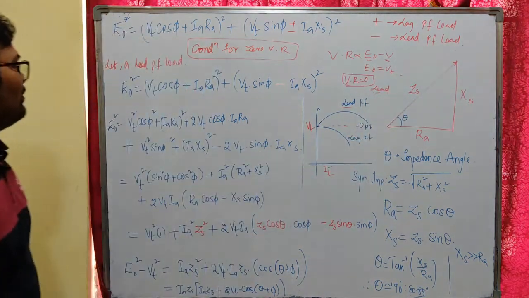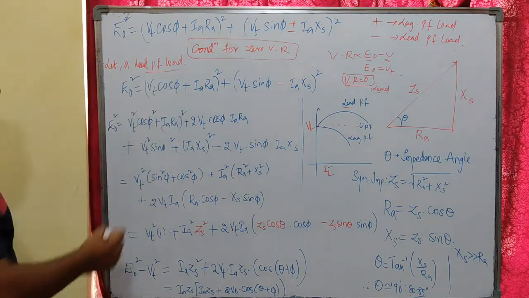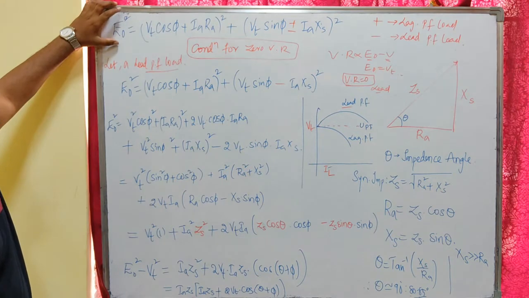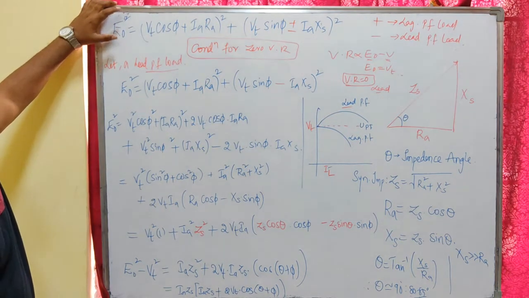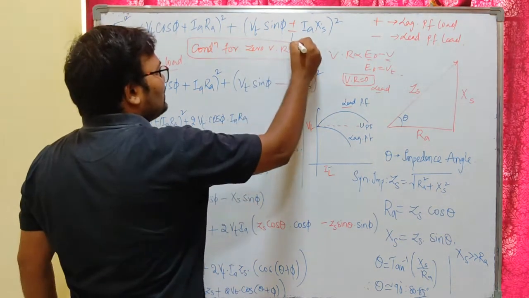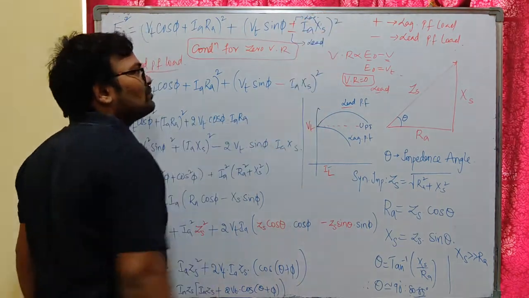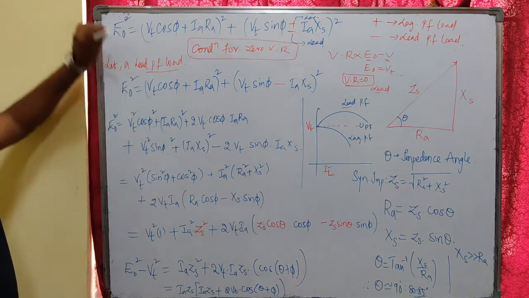For that I am going to take a leading power factor load. We know the expression E naught square equals (Vt cos phi plus Ia Ra) whole square plus (Vt sin phi plus or minus Ia Xs) whole square. This is important, I forgot to mention this: the minus is for leading power factor, and the plus is for lagging power factor. So let us consider leading power factor.